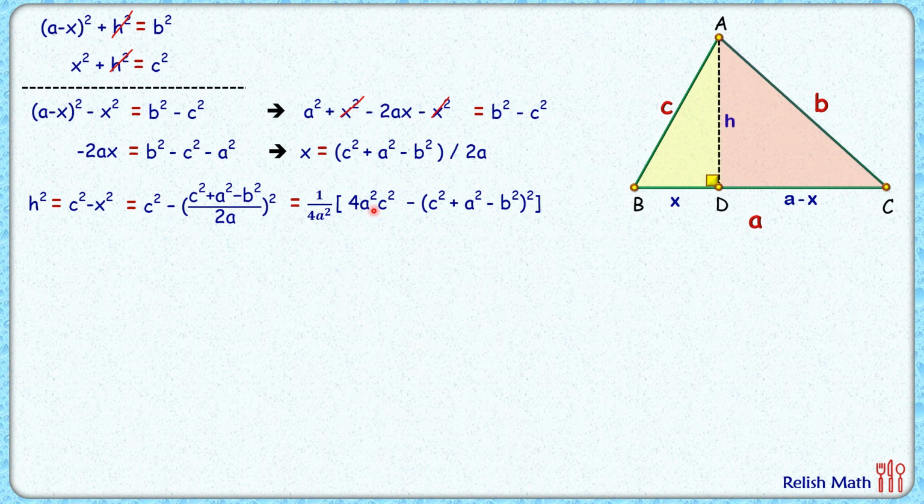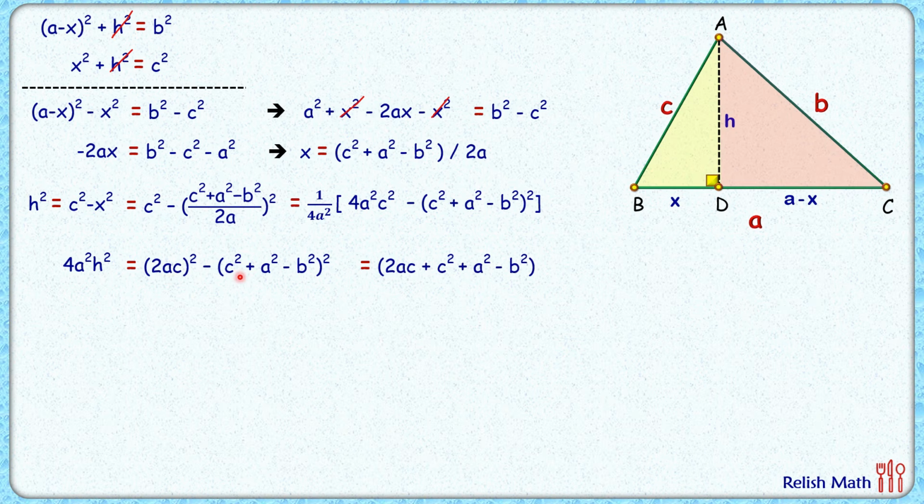Now to solve this, let's take this 4a square on the other side, we'll get this as 4a square h square, and this 4a square c square is nothing but whole square of 2ac, and this term we are writing as it is. Now again algebra, we'll be applying the x square minus y square identity. So your first term will be 2ac plus (c square plus a square minus b square), and the second term will be 2ac minus (c square plus a square minus b square). So we have just applied x square minus y square is (x plus y)(x minus y).